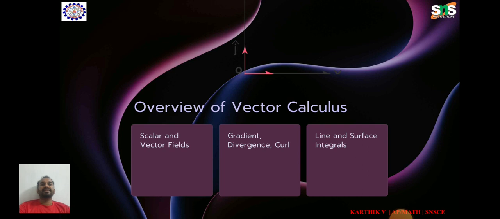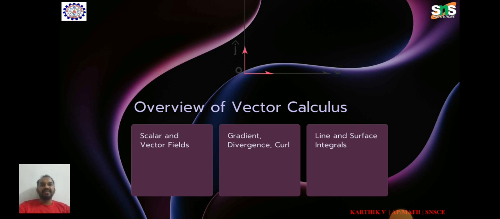Overview of vector calculus. Vectors: quantities with both magnitude and direction. They are represented as arrows in space. Vector fields: functions that assign a vector to each point in space or a region. Scalar fields: functions that assign a scalar value to each point in space or a region.